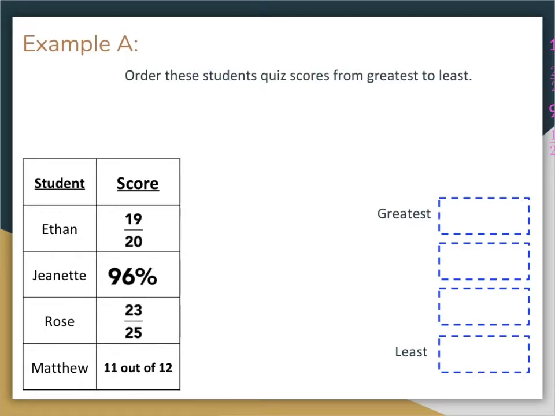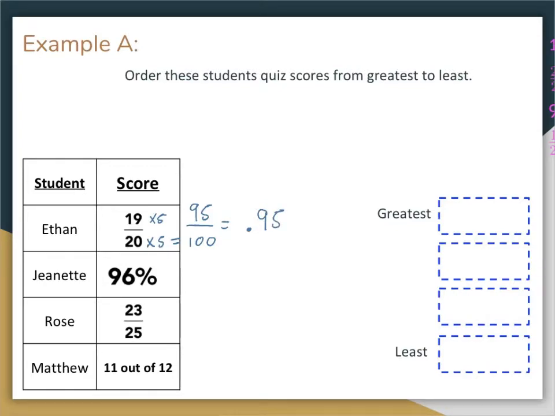So first number I got 19 out of 20, so I can multiply that by 5 because that will give me 100. So if I multiply 20 times 5, I can do 19 times 5, and 19 times 5 is 95. So I've got 95 out of 100. So I know that's 95 in the hundredths place. That's going to give me 0.95. So that's my first decimal.